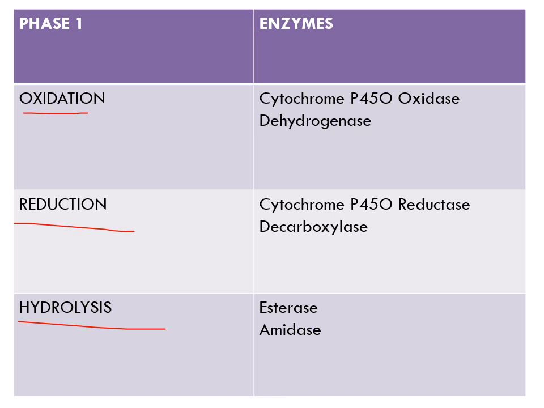Note please, some of these enzymes could be microsomal or non-microsomal, and it's important to note which are microsomal and which ones are not. In oxidation reaction, for example, the cytochrome P450 enzymes are typically microsomal. The dehydrogenase enzymes are non-microsomal. For reduction reaction, cytochrome P450 reductase tends to be microsomal, and then the decarboxylase enzymes are non-microsomal. And then finally, both the amidases and the esterases are non-microsomal enzymes.